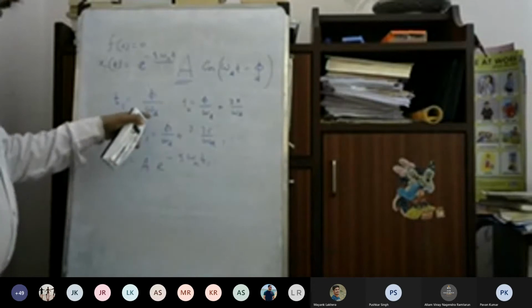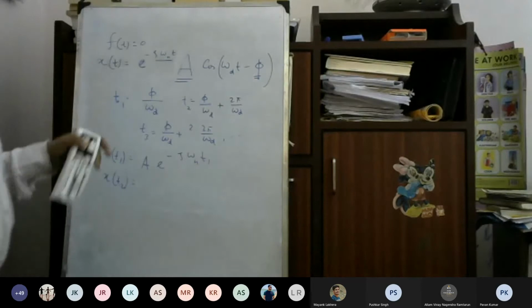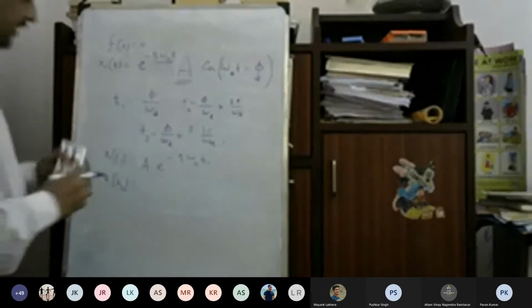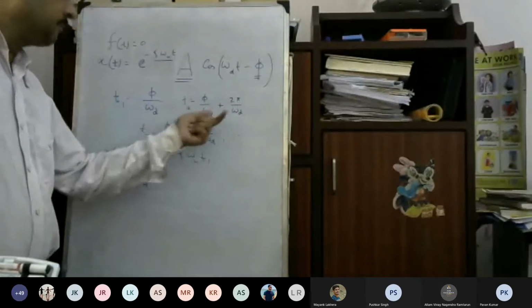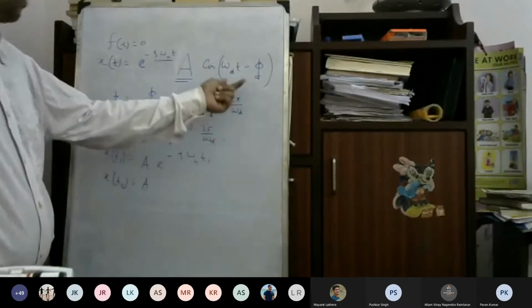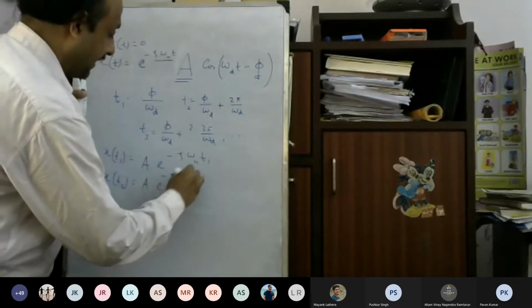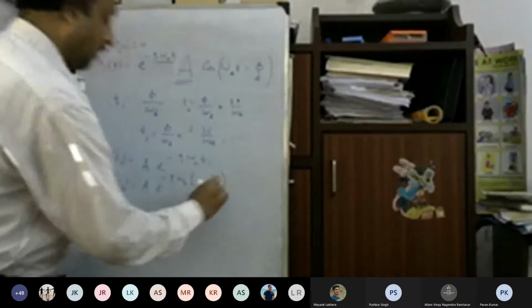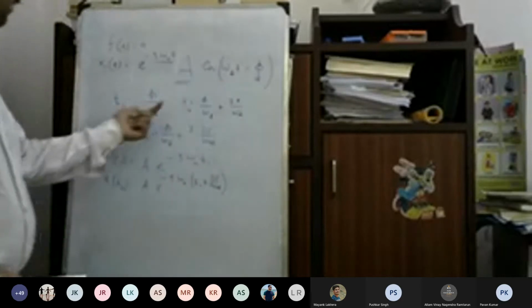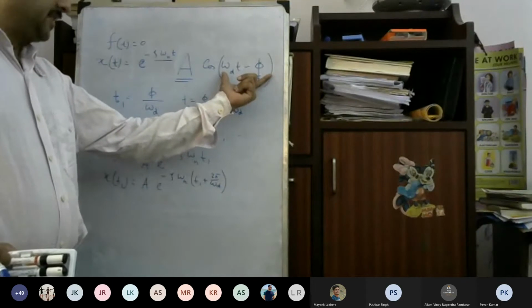Okay. x(t2) will be what? This will be A, because t2 is more than t1 by an amount 2 pi by omega d, so one time period. So this will be equal to e to the power minus zeta omega n (t1 plus, let us say, 2 pi by omega d). The other term, the cosine term, because at time t1 equal to pi by omega d, this will be 0.